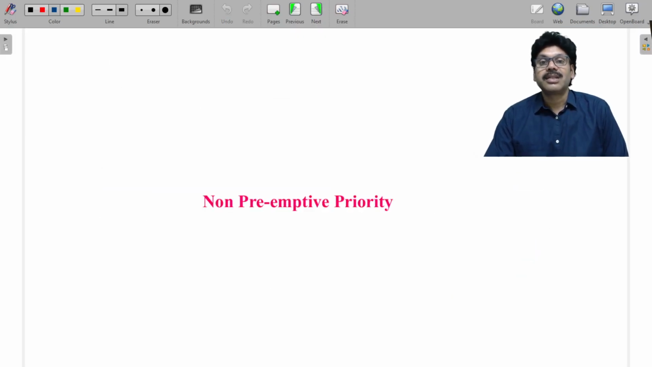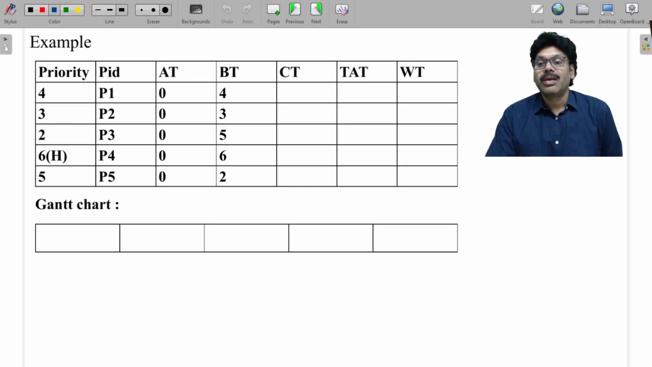So first let us discuss non-preemptive priority. As I told you, there is a requirement of process ID, arrival time and burst time. There is a need of one more additional column, nothing but priority. Highest number gets highest priority, as I told you. As usual, don't forget our first principle. What is our first principle?